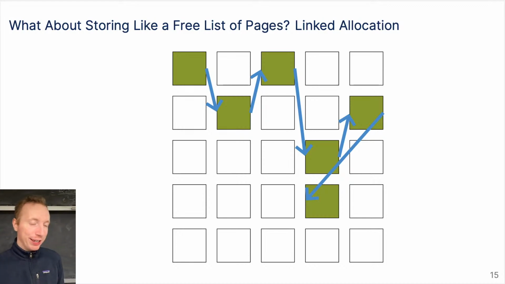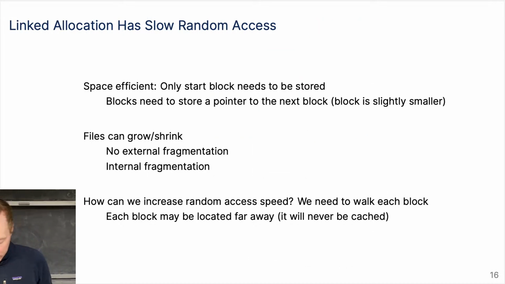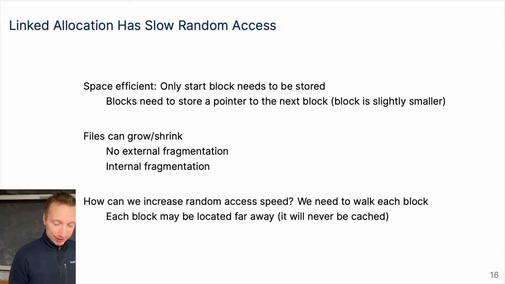So if you really cared about that, we'll see that no one actually uses that. You could make this slightly better if you used a doubly linked list, because then you could go the other way, but your block size is going to be even slightly smaller. But the nice thing about this is now files can grow and shrink, kind of like our kernel deals with memory allocation. So there's going to be no external fragmentation. They're just big block size.